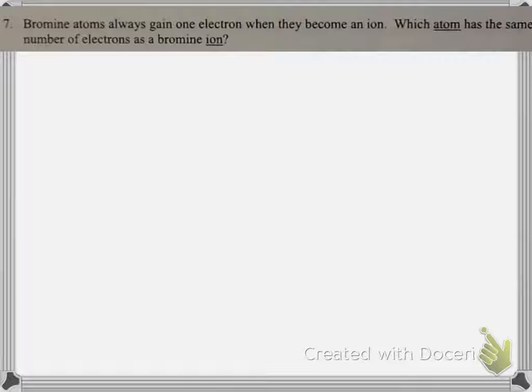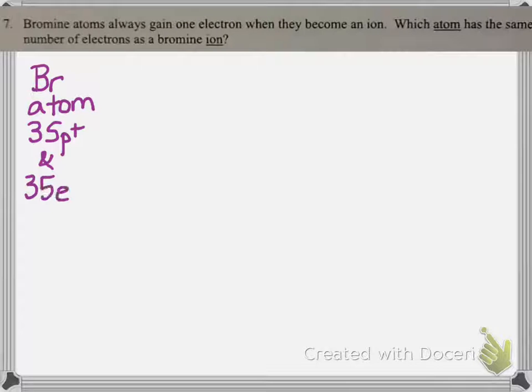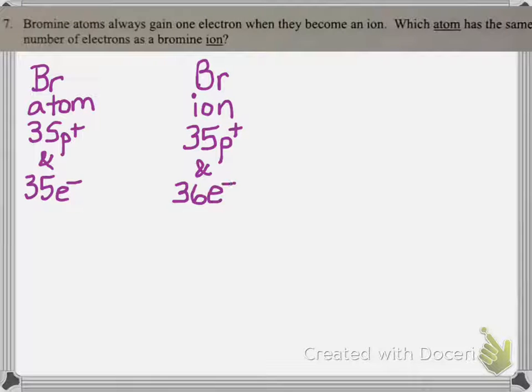Number 7. Bromine atoms always gain 1 electron when they become an ion. Which atom has the same number of electrons as a bromine ion? So here's bromine as an atom. Bromine as an atom has 35 protons and 35 electrons because it's an atom. Now, when it becomes a bromine ion, it still has 35 protons because that's what makes it bromine. But now it gains 1 electron, so it has 36 electrons.